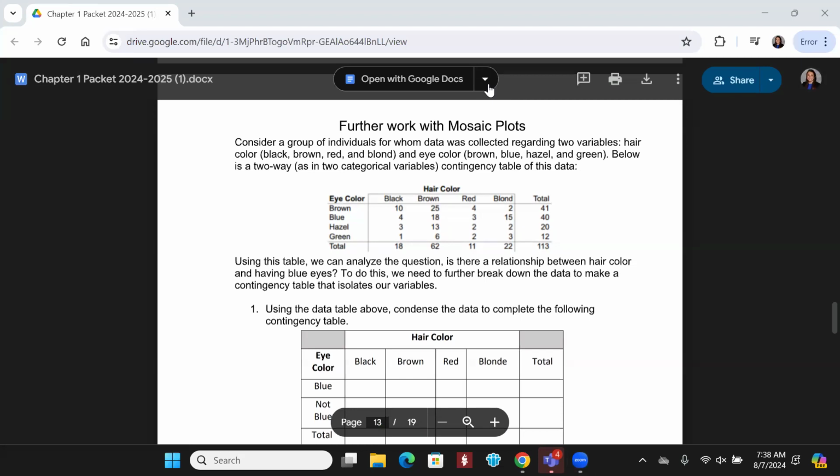Before we get started, what do you think? Yes. To do this, we need to further break down the data to make the contingency table that isolates our variable. So using the table above, condense the data to complete the following contingency table. We're going to fill in here. How many people from this table had black hair, blue eyes? 4. All right, so we're going to go ahead and fill that in. I'm going to scroll down so we can fill in this table.